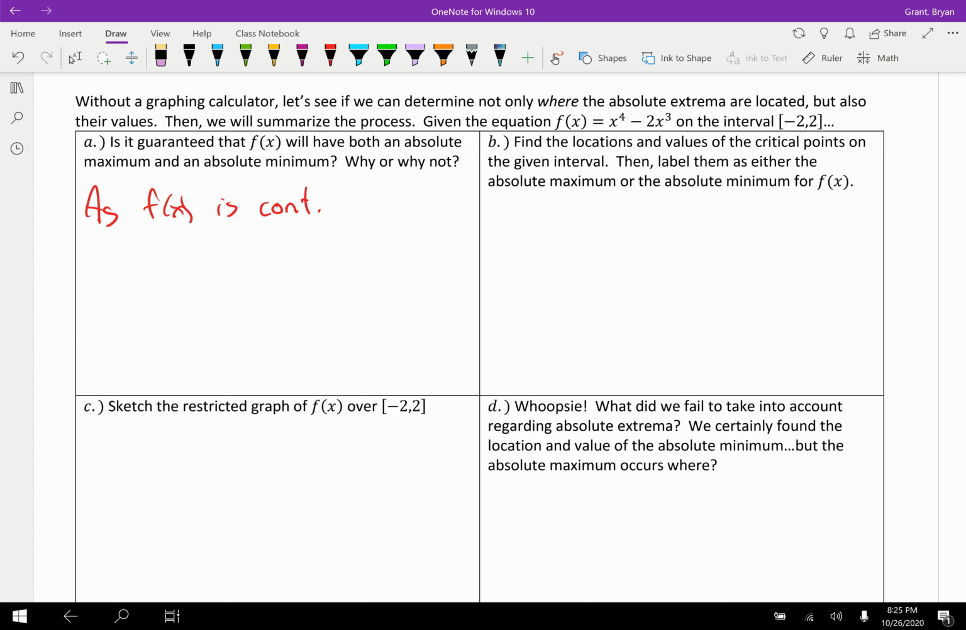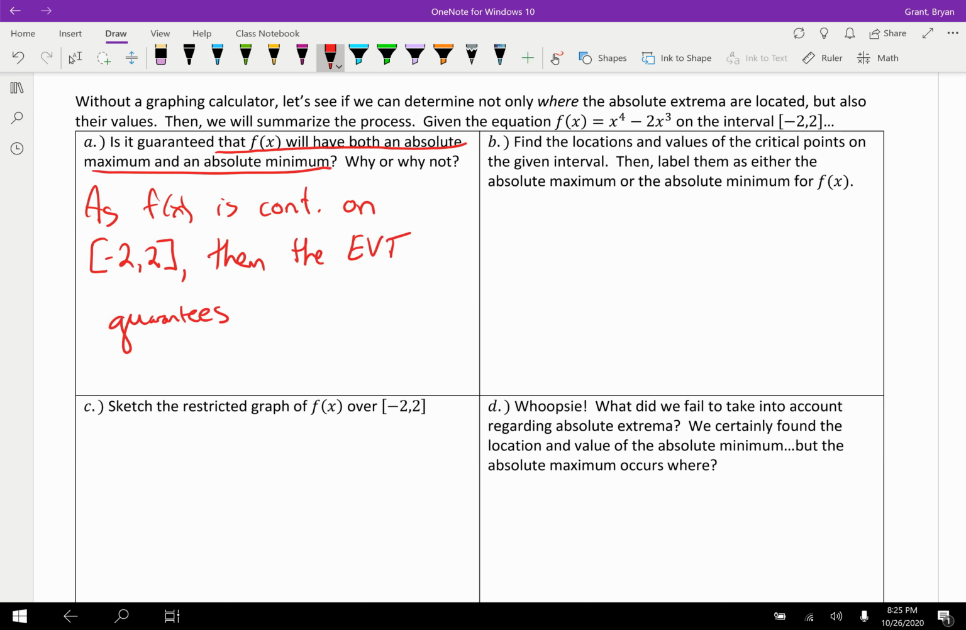As f of x is continuous on, and we need a closed interval, on -2 to 2, that is continuous on a closed interval, then the EVT, I'm going to be very lazy here, guarantees, watch my laziness, that. Easy. Now that is literally what I would have written if it's a real test, but it's not, and we get the idea. Cool.